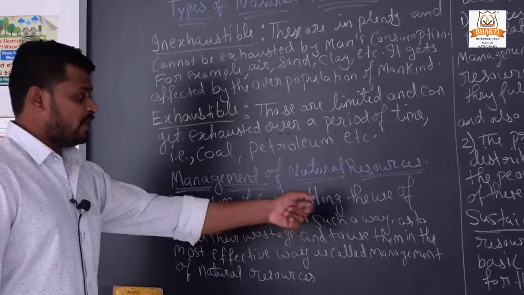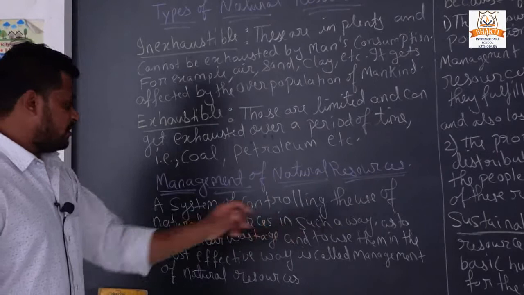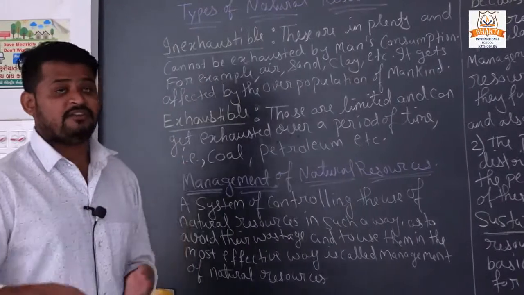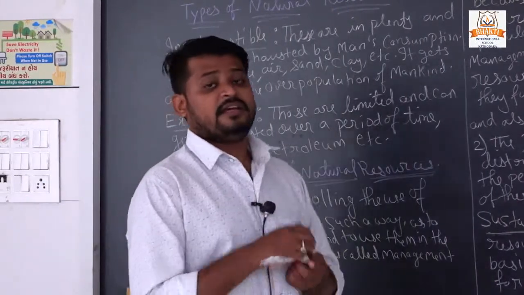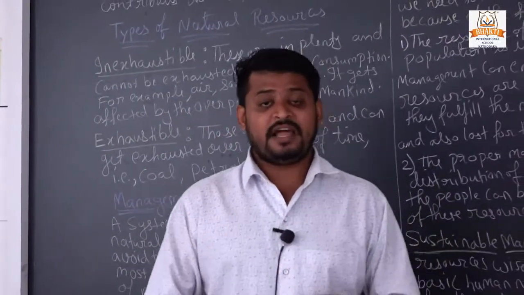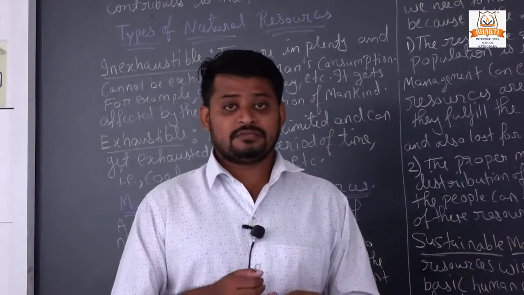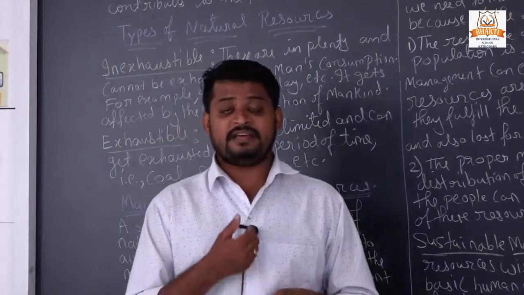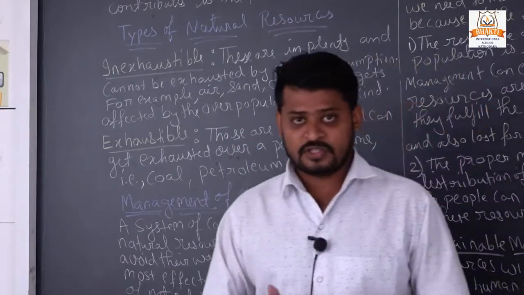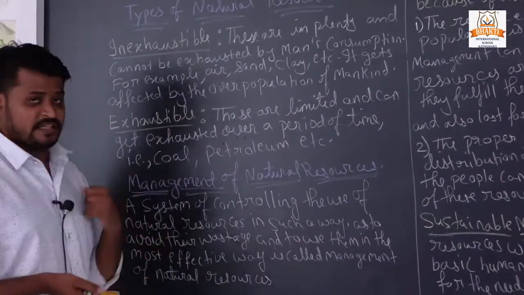A system of controlling the use of natural resources in such a way as to avoid their wastage and to save them in the most effective way is called management of natural resources. What is management of resources? What are we studying in that? We are studying how to use resources and how to control the wastage of our natural resources, how we will manage them so they will be available for our future also. We will study how to control and how to use the resources wisely.